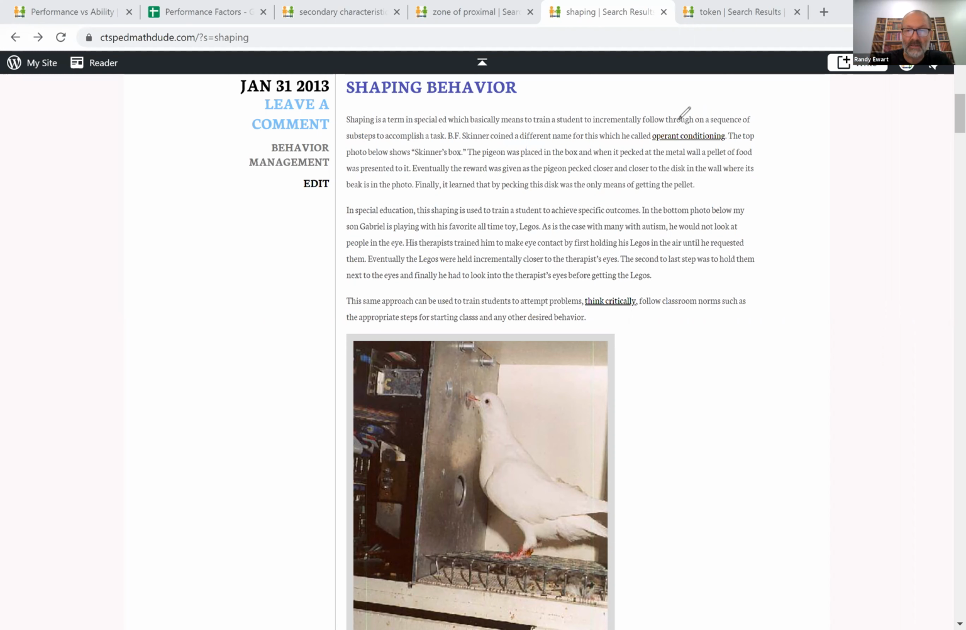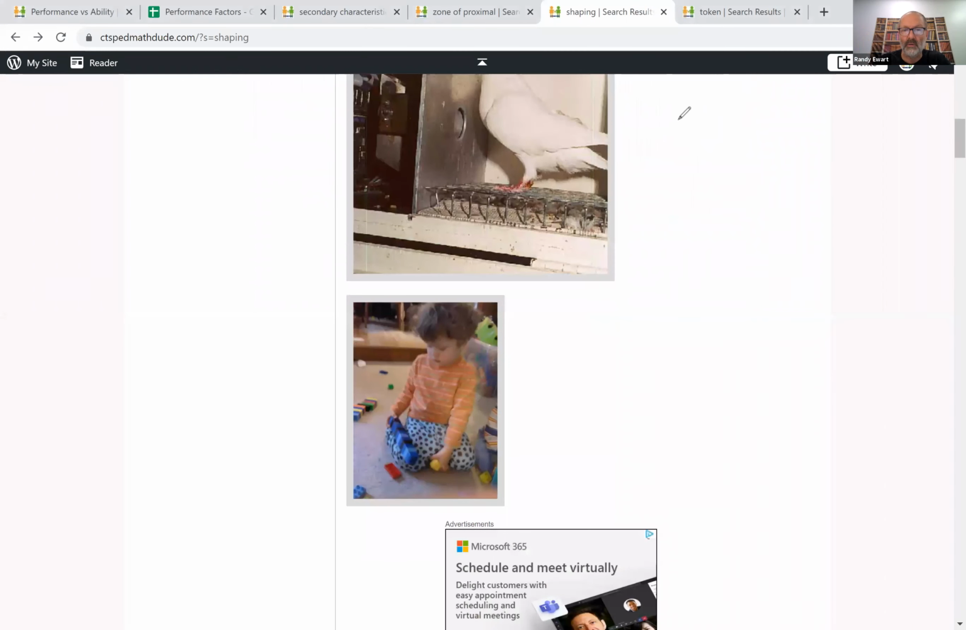In fact, that's how my son, Gabriel, learned how to make eye contact. He's severely impacted with autism. The therapist took something he really liked, which was Legos at the time. They would hold up the Legos, he would look at them, and he would get the Legos. He thought, oh, if I look at the Legos, I get the Legos. I like that. Then they would move the Legos closer and closer to their eyes, and he would look at it and get the Legos.